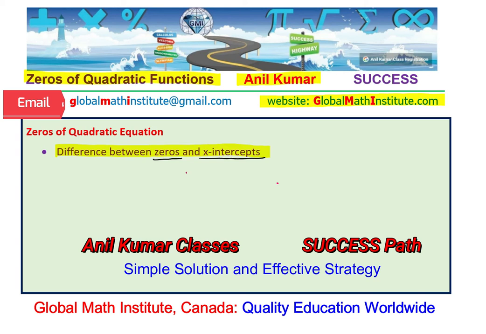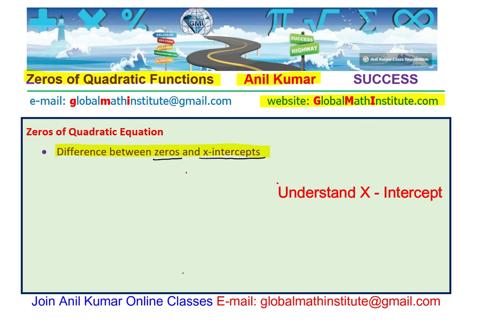Well, they have some similarities, but they are not exactly same. They are very different. Let us see how x-intercept and zeros are same and how are they different. Perfect. So let's begin with understanding what x-intercept is.